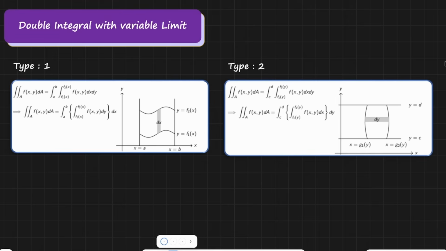Now come to the double integral with variable limits. In variable limits, you have to choose the strip, whether it is parallel to the x-axis or parallel to the y-axis. Whenever you have variable limits, try to understand by figure. Draw the graph, draw the function, and then it will be very easy to understand. Now come to the question.